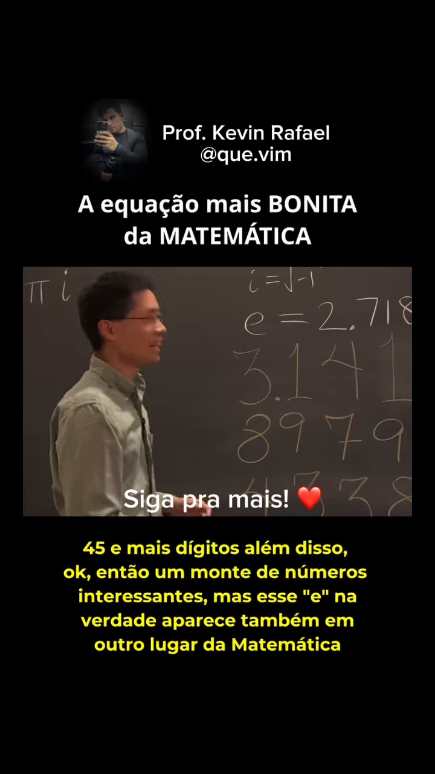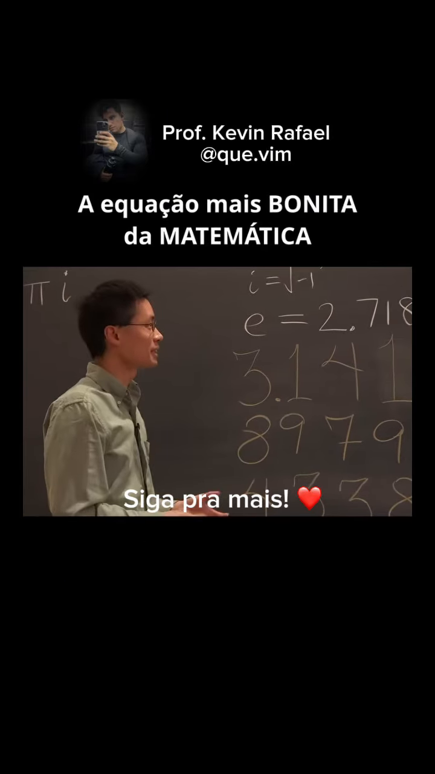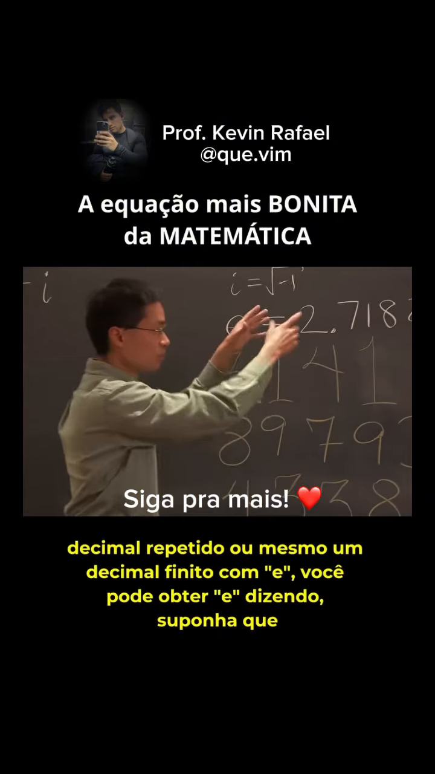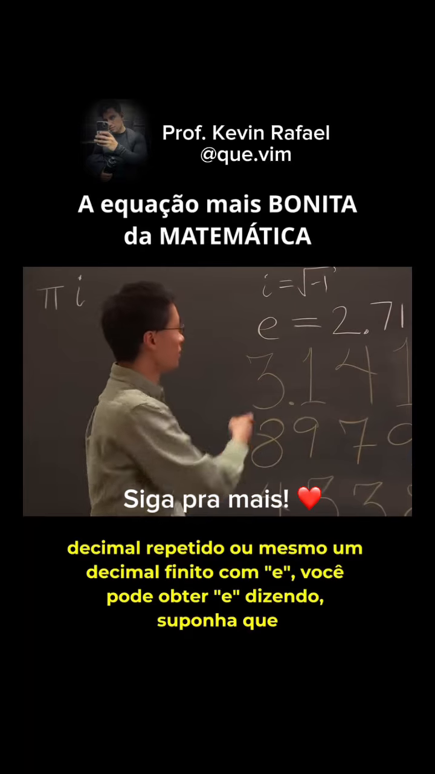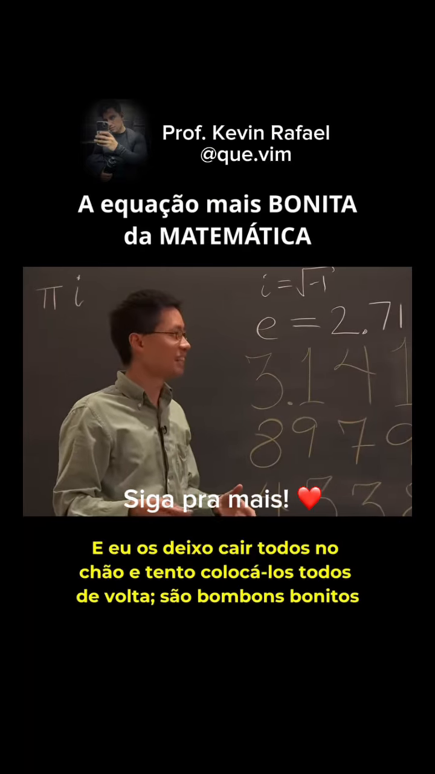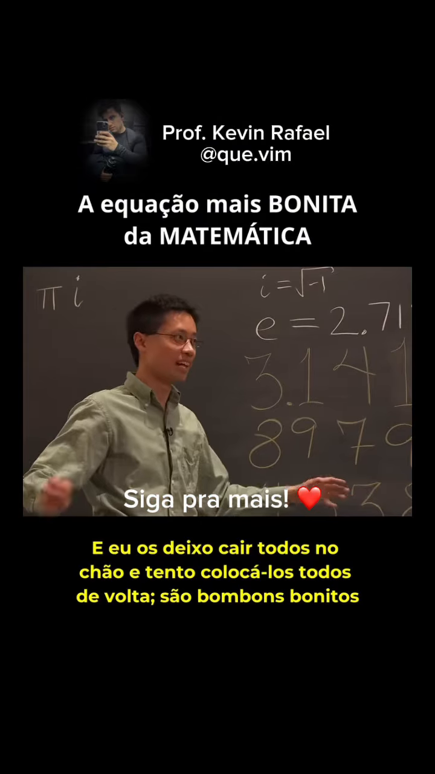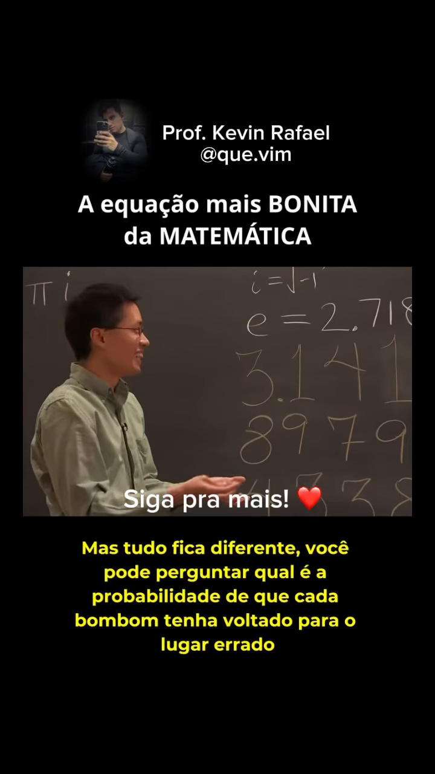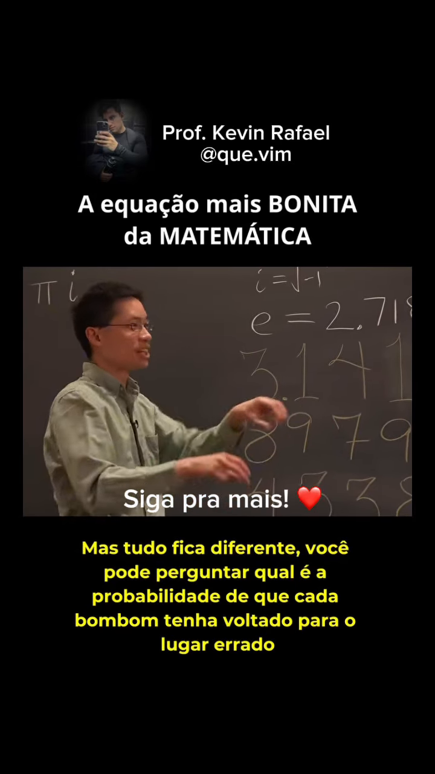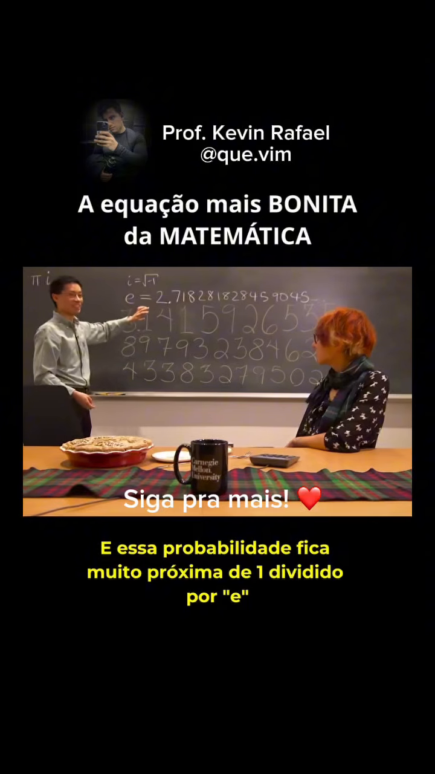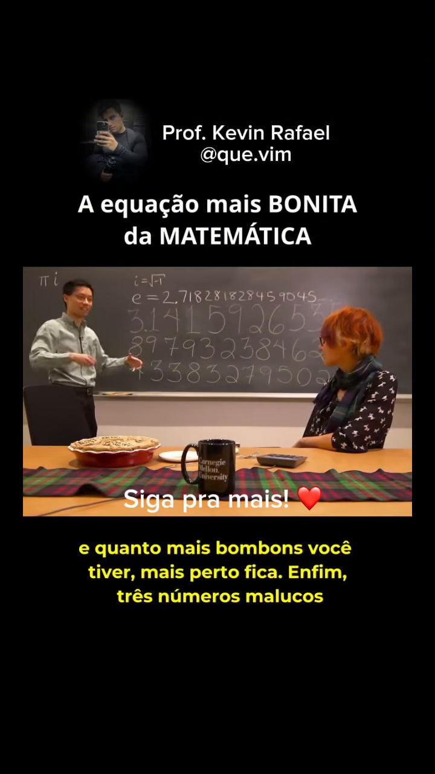So a bunch of nice numbers. But this e actually comes also somewhere else in mathematics. Even though I told you this doesn't have any nice repeating decimal or even terminating decimal, with e, you can get e by saying, suppose I have a box of chocolates with 100 chocolates, and I drop them all on the ground, and I tried to put them all back in. This is like these nice chocolates where everything's different, right? Yeah. You can ask like, what's the probability that every chocolate went back in the wrong spot? And that probability becomes very close to 1 over e. That's this, and the more chocolates you have, the closer it is to this.